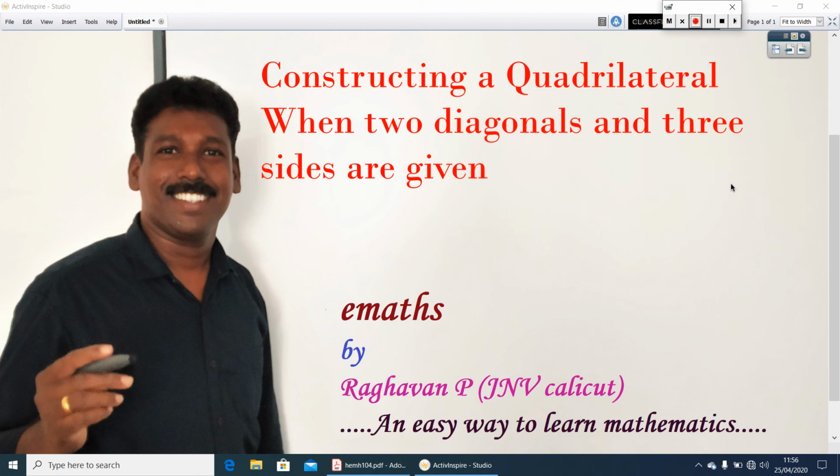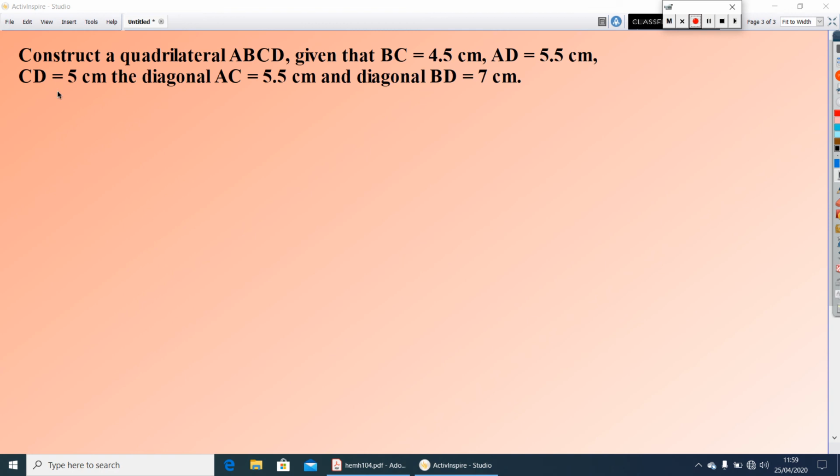In the last class, we discussed how to construct a quadrilateral when one diagonal and four sides are given. Now we are going to discuss constructing a quadrilateral when two diagonals and three sides are given. Here we have to construct a quadrilateral ABCD given that BC is equal to 4.5, AD 5.5, CD 5, diagonal AC 5.5 and diagonal BD 7 centimeter.